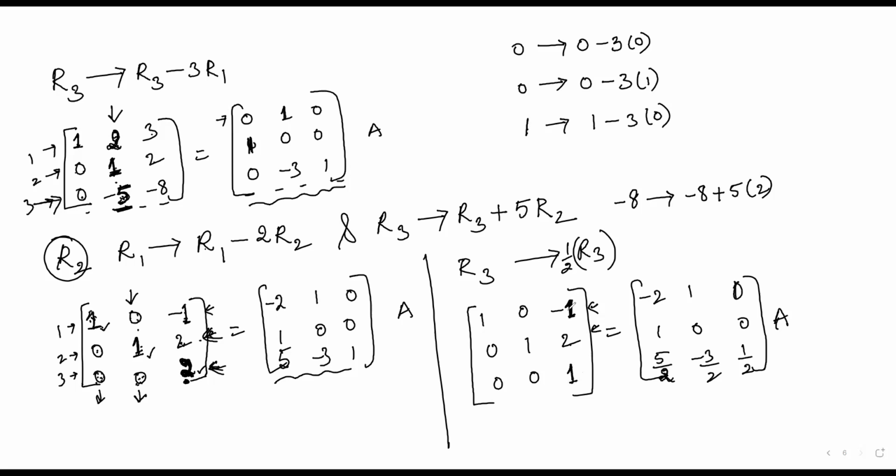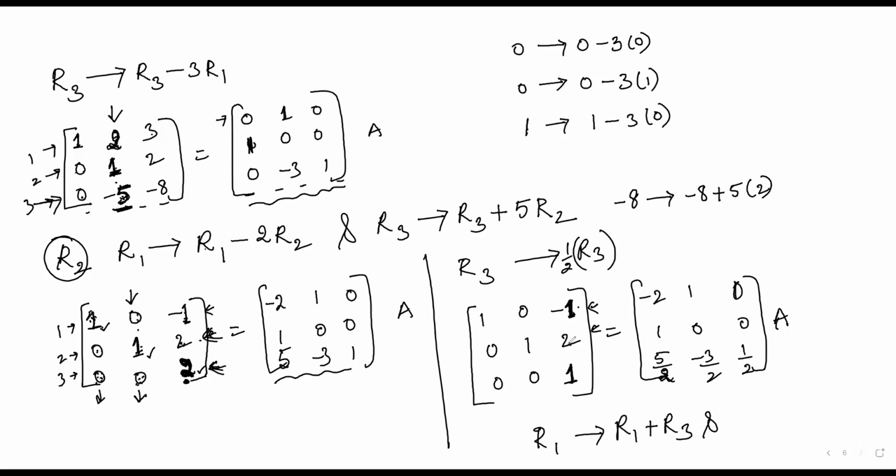With the help of R3, how do you make this R1 0? This one 0, how do you make? Come on. This one, what you should do? With the help of 1, this -1, you have to make 0. How? Add it. So, what we should add? R1, we have to transform to R1 plus R3. That's it. Okay.